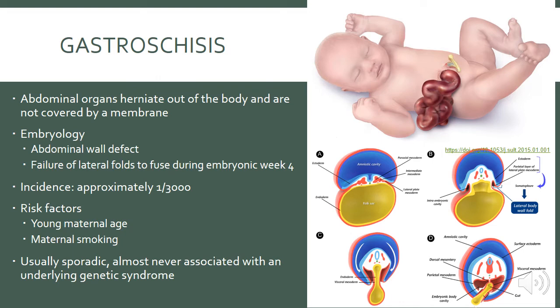Largely, this is random, but risk factors include being a very young mother, so we're talking teenage mothers, or smoking actually increases the risk for this as well. However, usually it's a sporadic birth defect, meaning randomness, okay, and we'll talk more about the different kinds of birth defects in another lecture. But the important thing here is this is almost never associated with an underlying syndrome, okay? This is usually an isolated birth defect, a one-off with a low recurrence risk for future pregnancies.